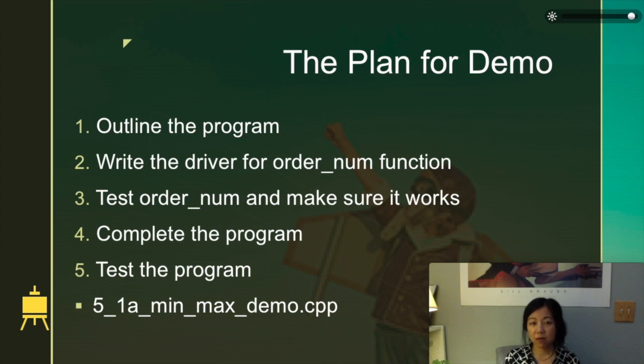And then because we are going to implement the order num function, I will show you how to write a driver to test that function before you finish the whole project. Because if that function is not correct, your program would not function correctly. And then at the end, I will show you how to test the program, because I realized a lot of you hand in the homework, you did great, but because you didn't test your program you missed something.